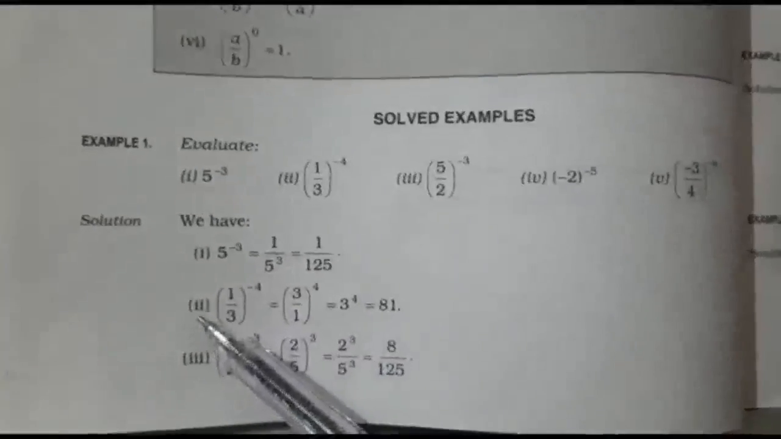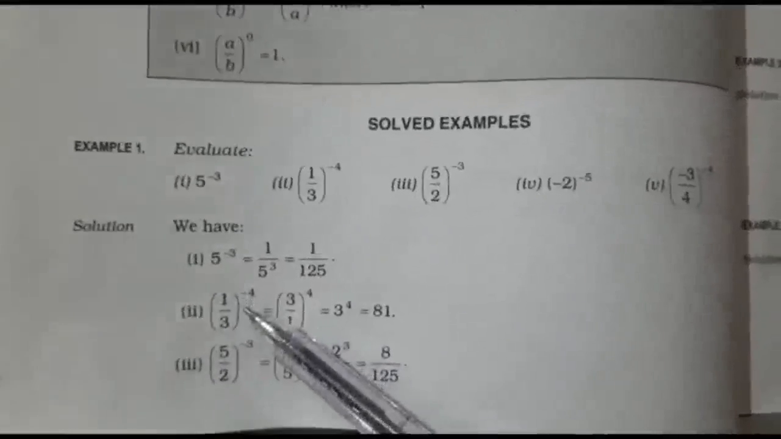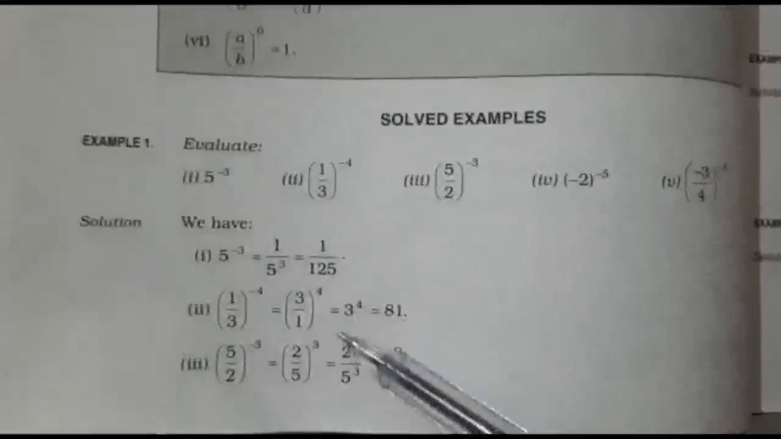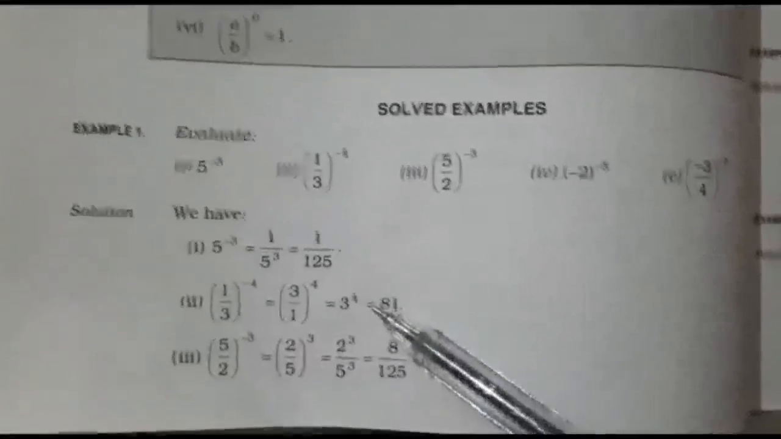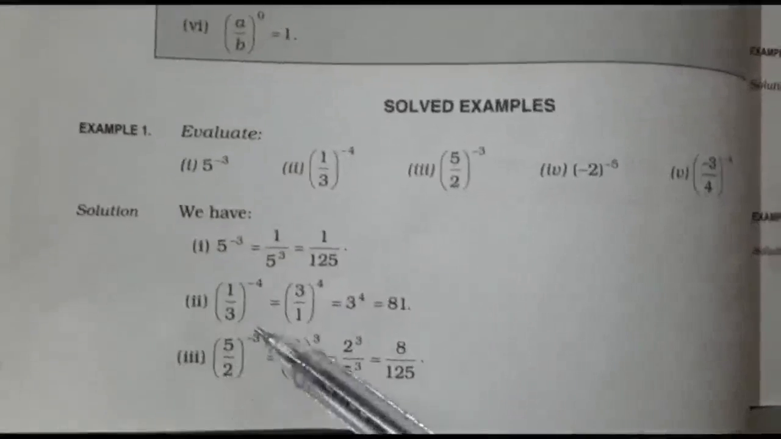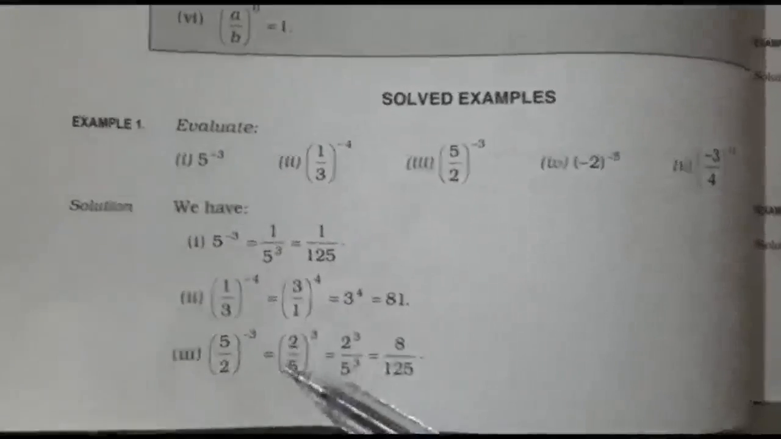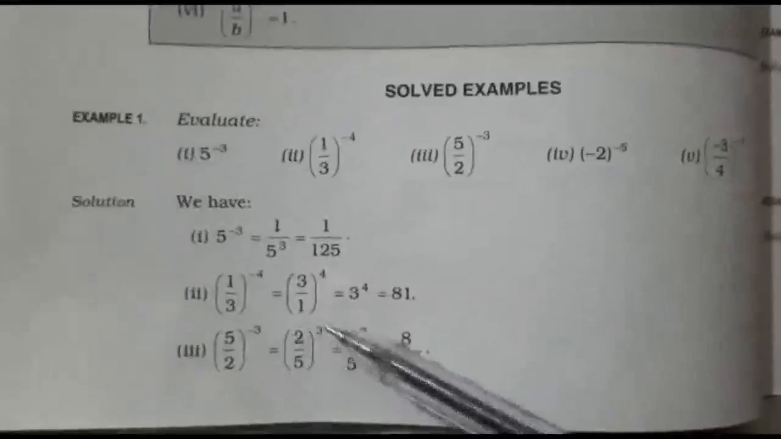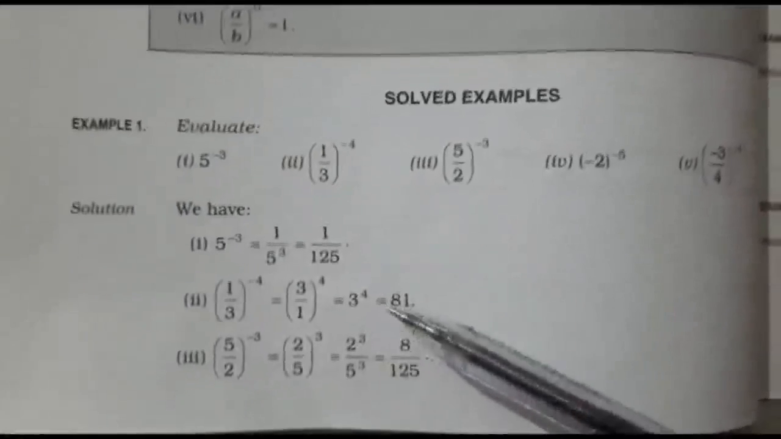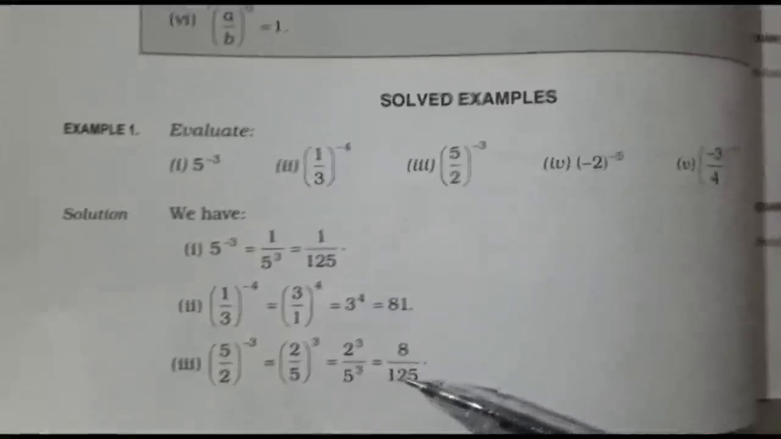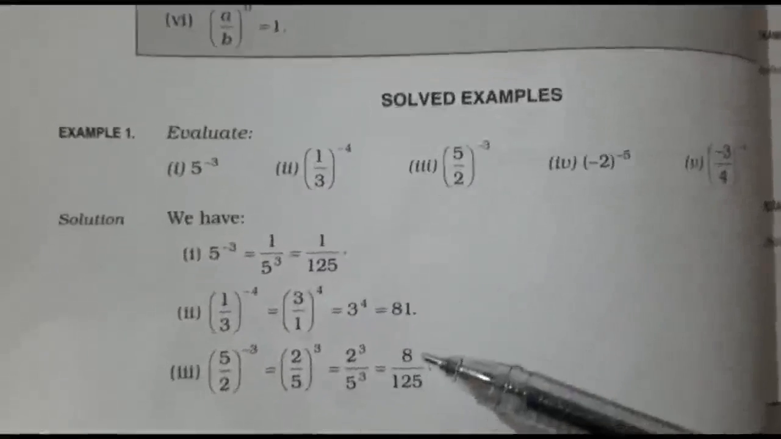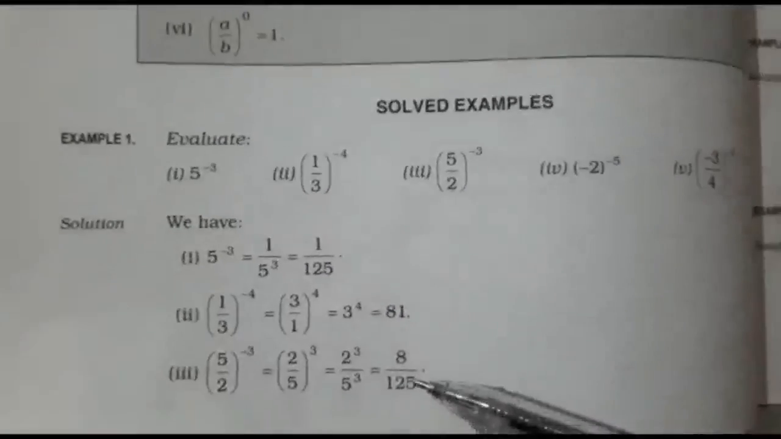See the second example. (1/3) raised to the power minus 4 is equal to (3/1) raised to the power 4. That means 3 multiplied 4 times with itself is equal to 81. Now third one, (5/2) raised to the power minus 3 is equal to (2/5) raised to the power 3, as we have taken the reciprocal. So 2 raised to the power 3 and 5 raised to the power 3. 2 into 2 into 2 becomes 8. Same thing for 5, multiplying 5 three times is equal to 125. So your answer is 8/125.